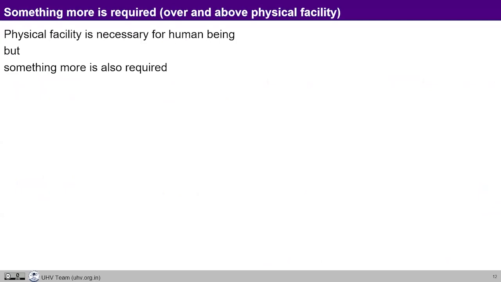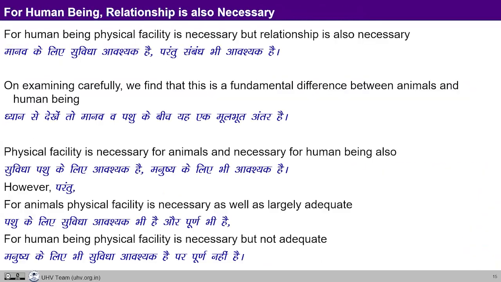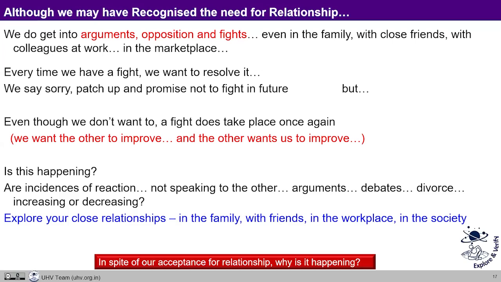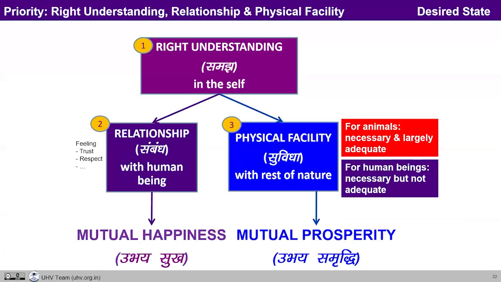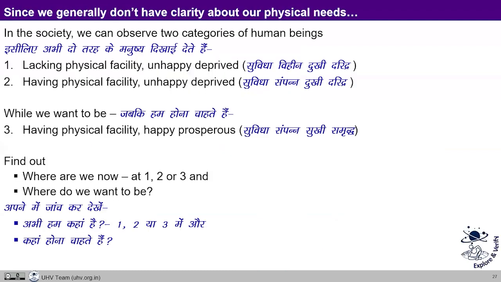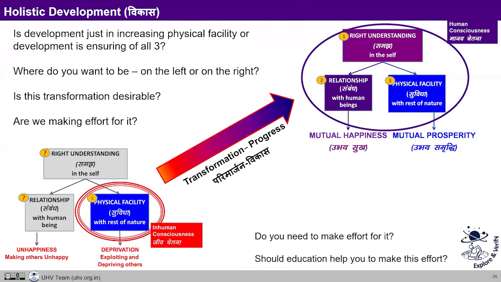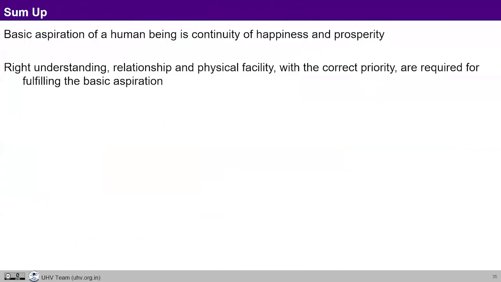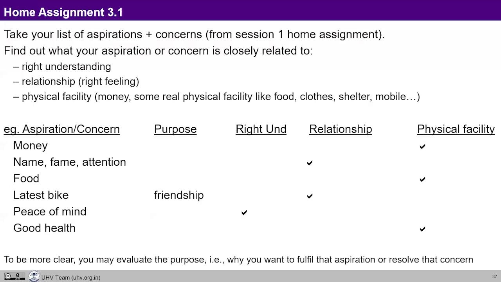Now, again, this is the same content that we generally share. No changes here. And then we sum up. Then we give the home assignment. In the assignment, again, the student has to take up the aspiration and concern and try to relate it to right understanding, relationship, and physical facility.